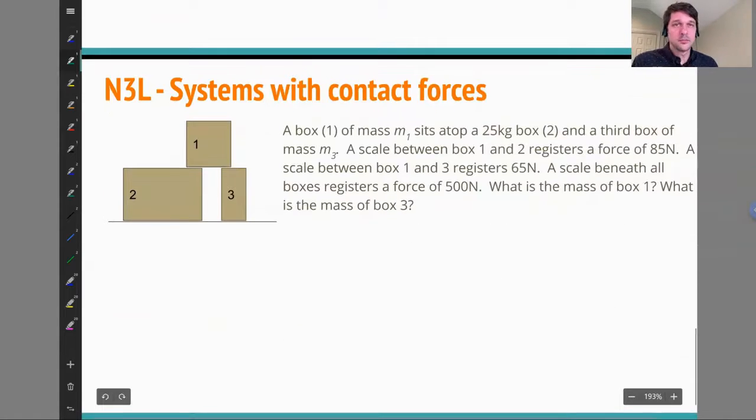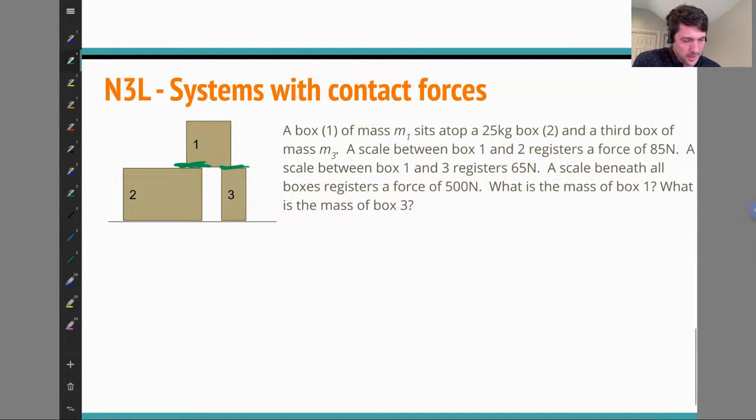Lastly, systems with contact forces, multiple objects all interacting with each other. A box 1 of mass M1 sits atop a 25 kilogram box, number 2, and a third box of mass M3. A scale between box 1 and 2 registers a force of 85 newtons. A scale between box 1 and 3 registers 65 newtons. A scale beneath all the boxes registers a force of 500 newtons. What is the mass of box 1? What's the mass of box 3?